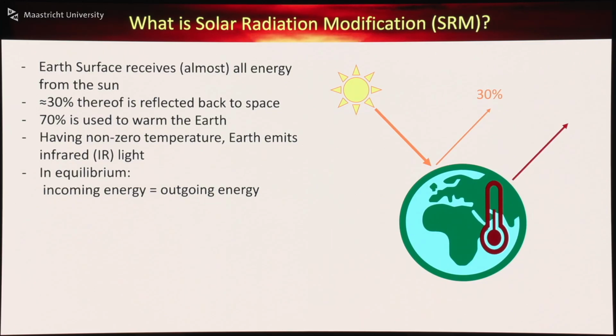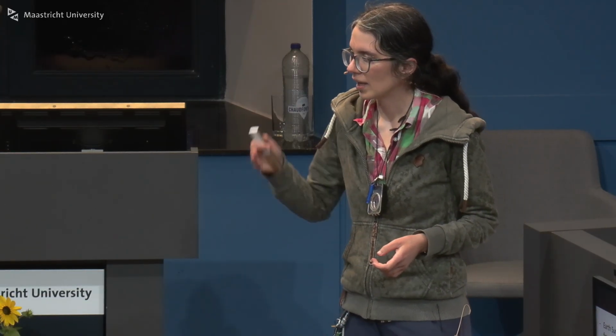And everything that has temperature also emits light, in this case infrared light, so warmth radiation. And in equilibrium, as much infrared light, so that's the dark red arrow, goes out of the system as the sunlight that goes in and is absorbed. So then we would have a constant temperature.